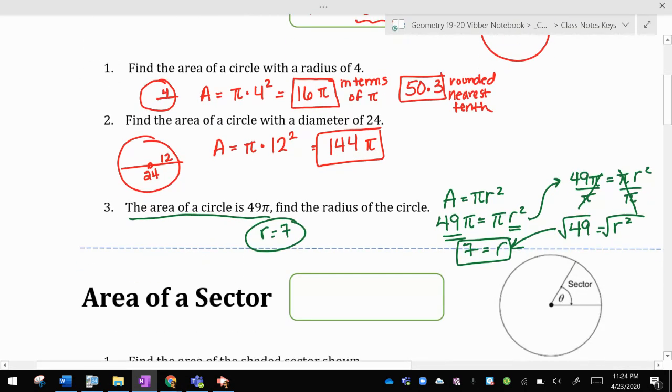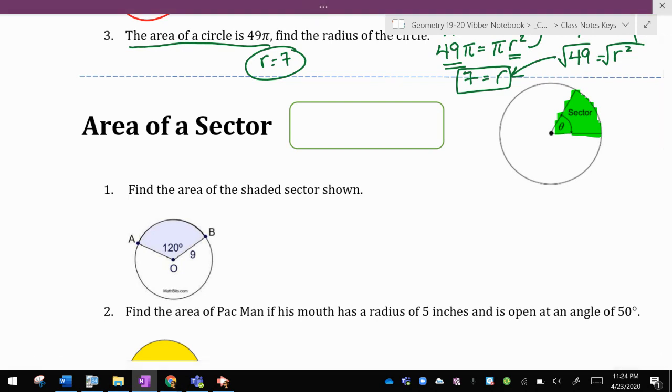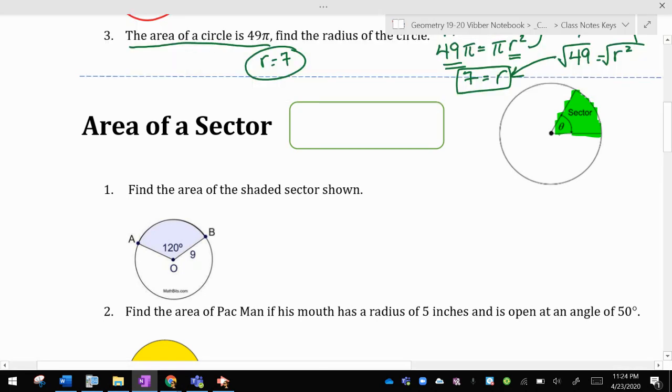Now, the next part says we're going to do the area of a sector. Now, a sector is really like a slice of pizza in a circle. Looks just like that. So there's a sector. And that theta inside this thing, that's what that symbol is, theta represents the central angle of that sector. So if I wanted to figure out the area of that piece, I just need to figure out what fraction of the whole thing it is.